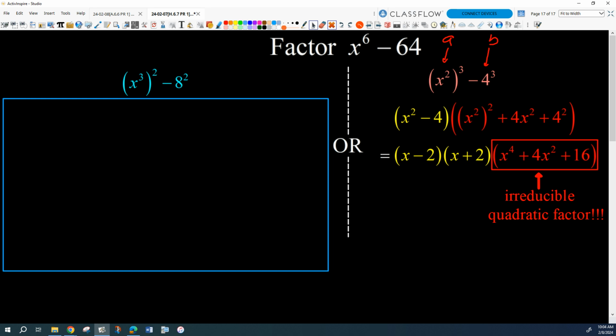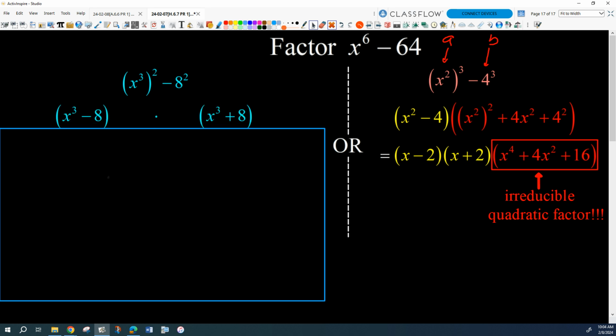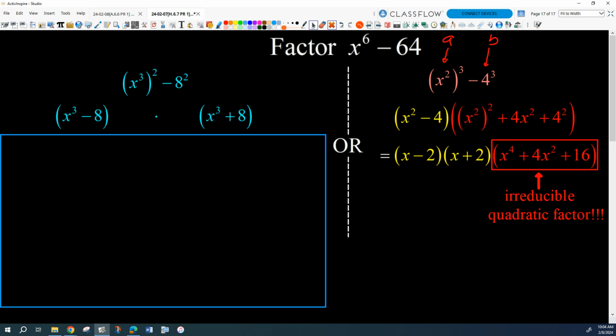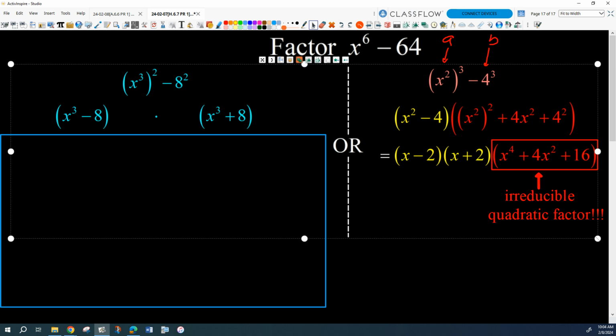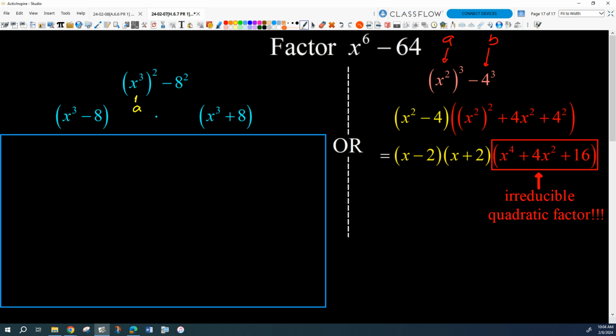What's the pattern? A squared minus b squared is a minus b times a plus b. Okay, so we get that, right? A minus b. A is x cubed, right? B is 8. So x cubed minus 8 times x cubed plus 8.